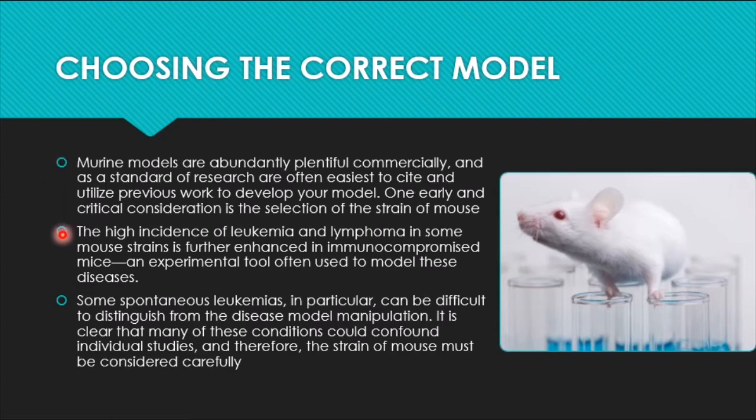The high incidence of leukemia and lymphoma in some mouse strains is further enhanced in immunocompromised mice, an experimental tool often used to model these diseases. Some spontaneous leukemias in particular can be difficult to distinguish from the disease model manipulation. It is clear that many of these conditions could confound individual studies, and therefore the strain of mouse must be considered carefully.